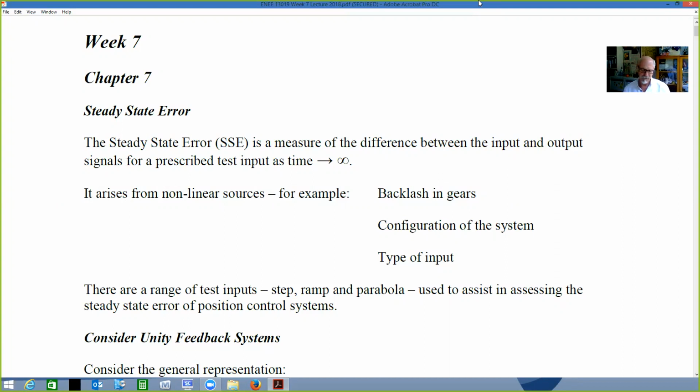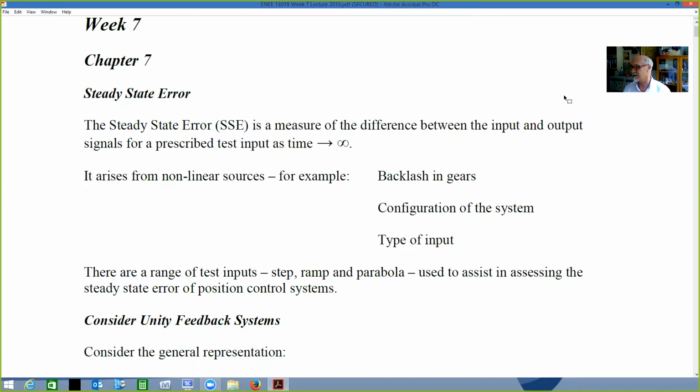So sometimes the input is live, coming from the transducer, or it could be stored data that's offline, so therefore you're processing it, so the input could be quite different. Now, there are a range of test inputs, as we said: step, ramp, and parabolic or parabola, and these are used to assist in assessing the steady state error of position control systems.